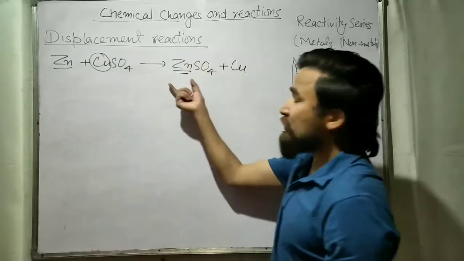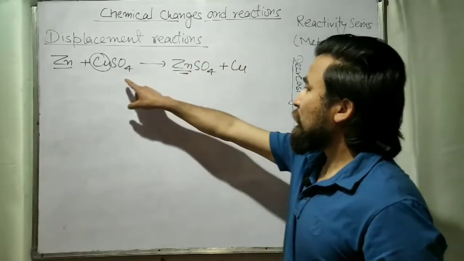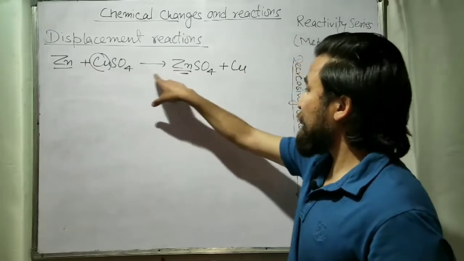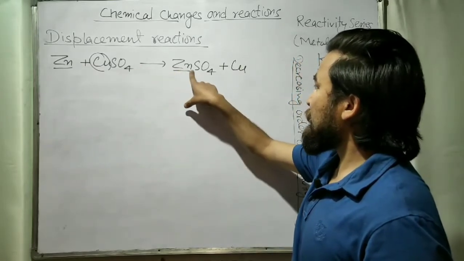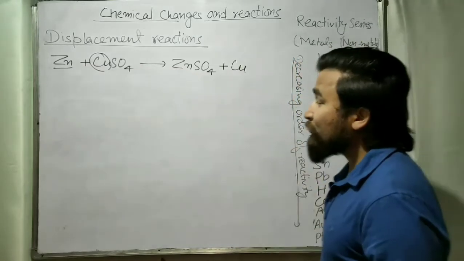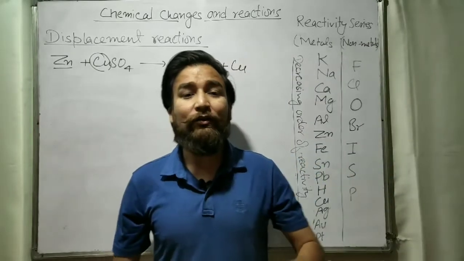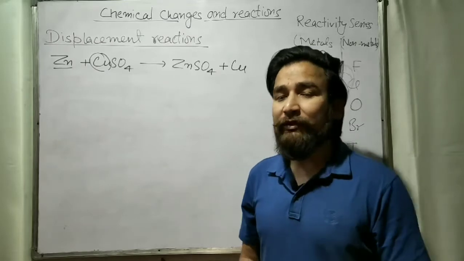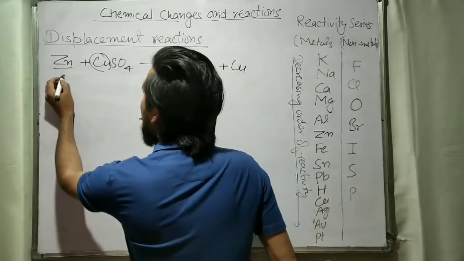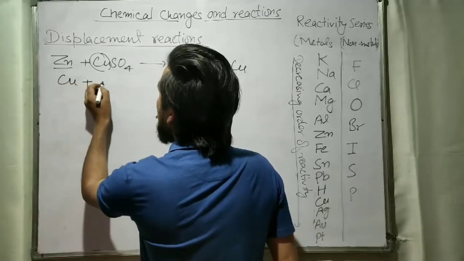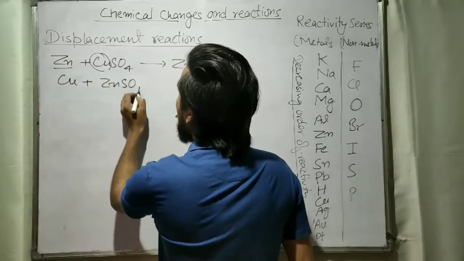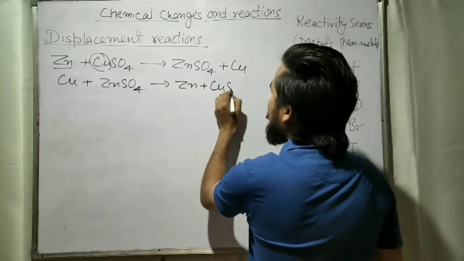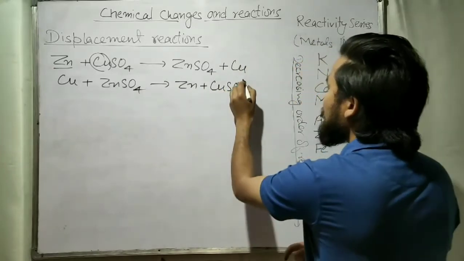Zinc is taking the place of the copper. So in this reaction, zinc is displacing copper from copper sulfate. Now the question is, why is only zinc taking the place of copper, and not copper taking the place of zinc? Is it possible to have a reaction like this under the same conditions, Cu plus ZnSO4 to give Zn plus CuSO4?